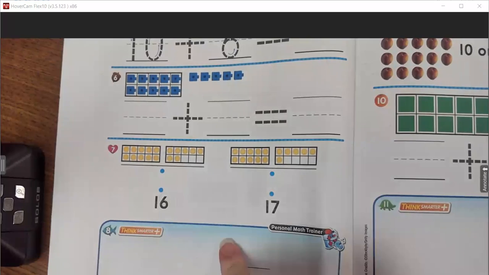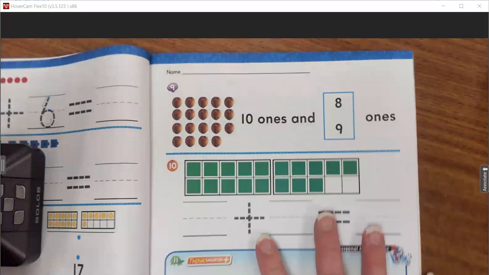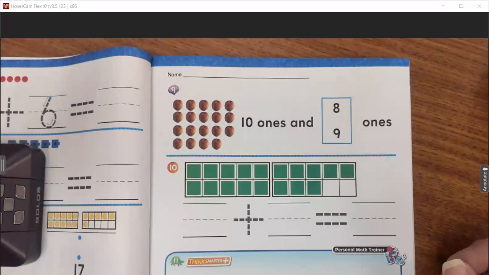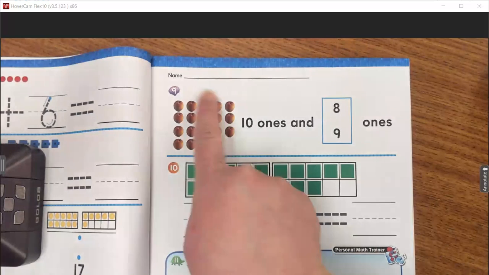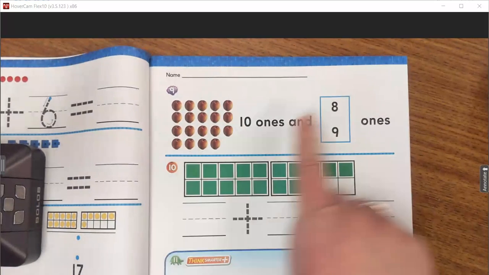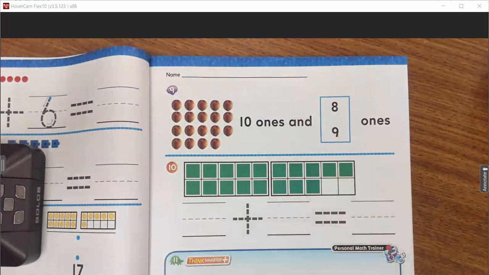We're going to skip number 8. Number 9, how many more ones are needed to show the number of peaches? So we have 10 ones, and you're either going to circle 8 or 9. So count how many there are and circle either 8 or 9.